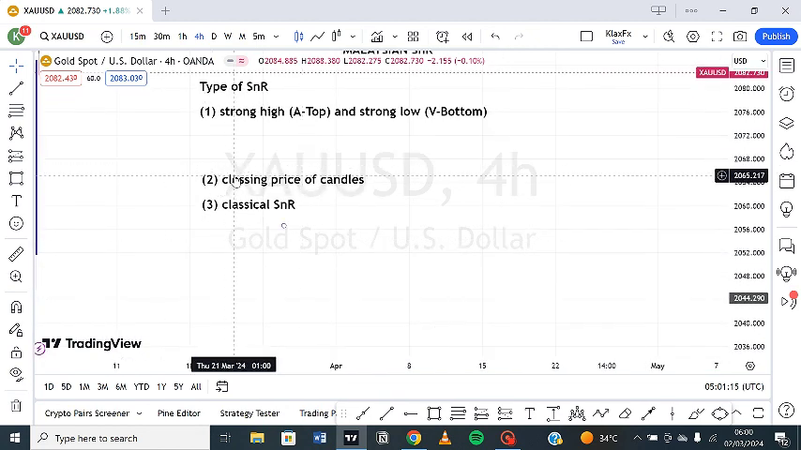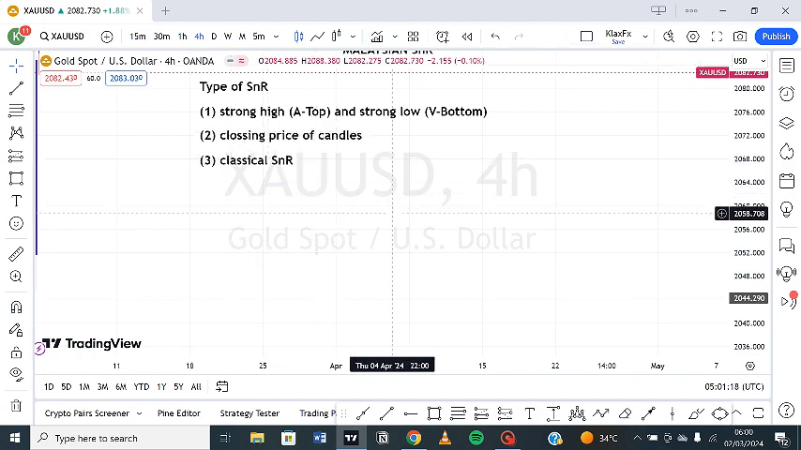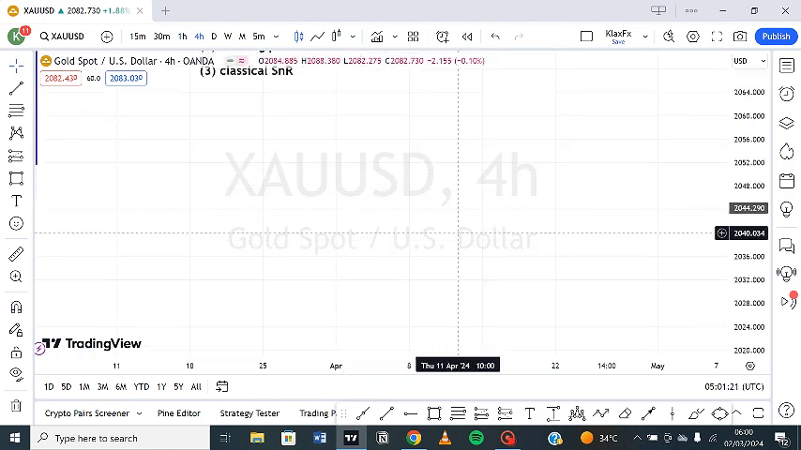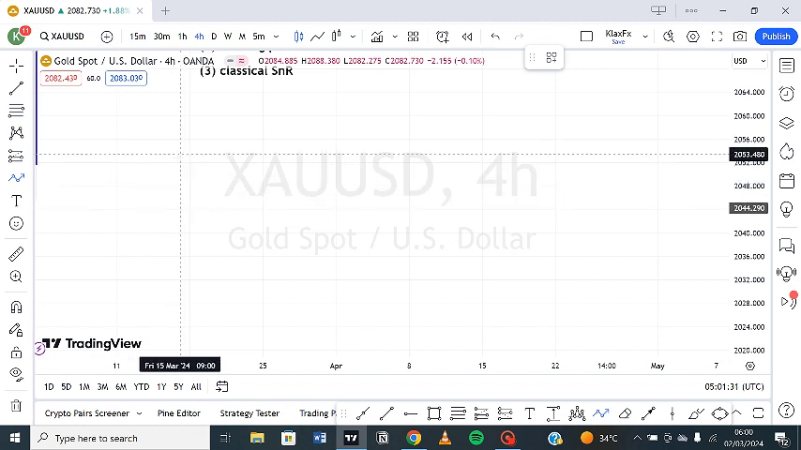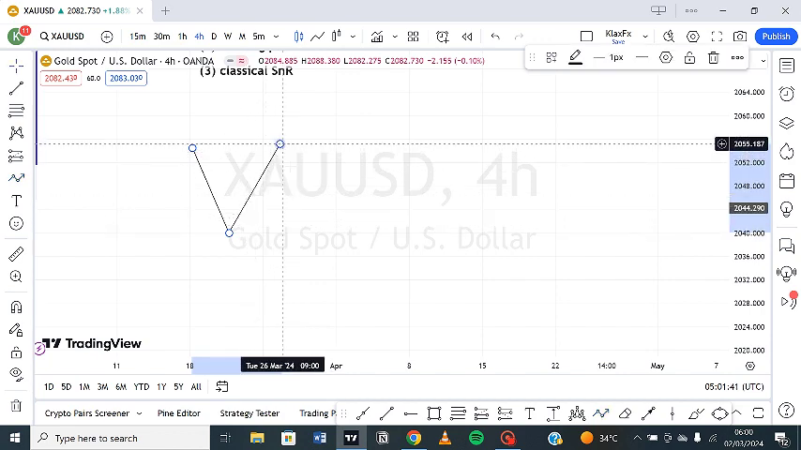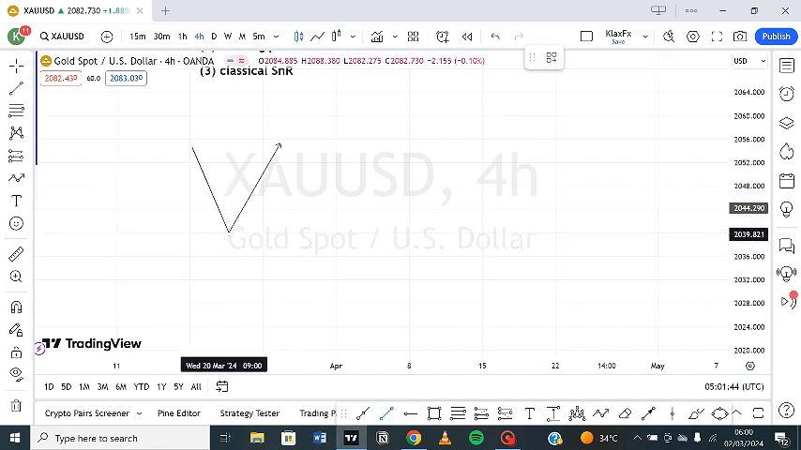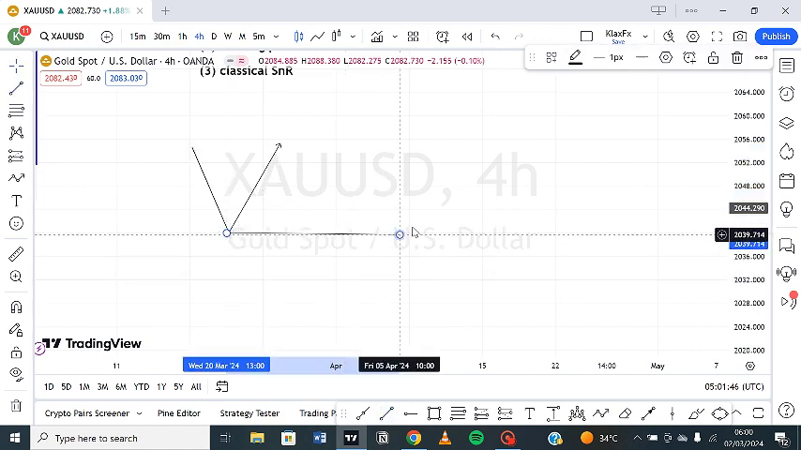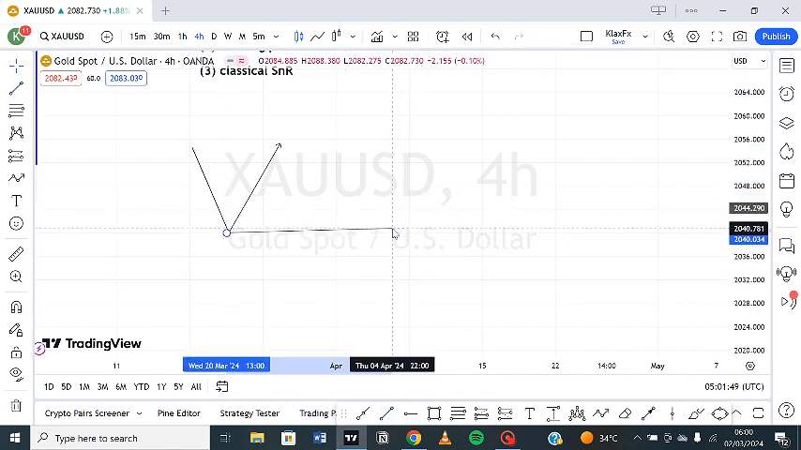Okay, let's start with the first one. For the strong highs and strong lows, you can easily spot them when you switch over to your line chart. For instance, let's say you're in a downtrend. For you to create a strong low, you have to have something like this. This becomes your V bottom, and this point here becomes your SnR.